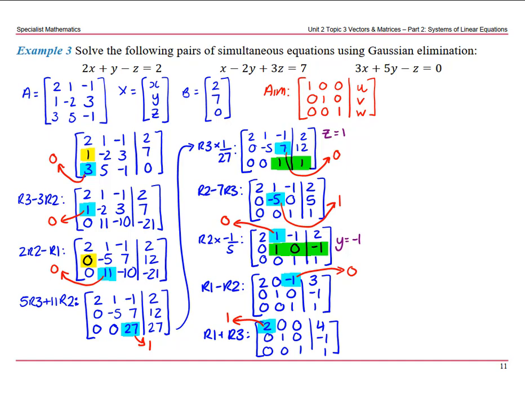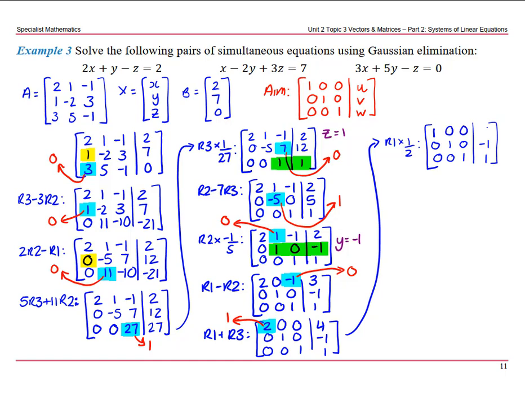Last step, we need that 1. So that's just going to be row 1 times by 1 over 2. Second and third rows stay the same. 2 times a half is 1, 0, 0. 4 times a half is 2. So therefore, the solution is x equals 2, y equals negative 1, and z equals 1.